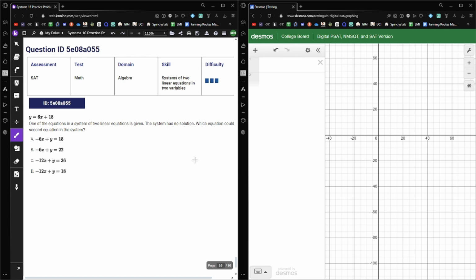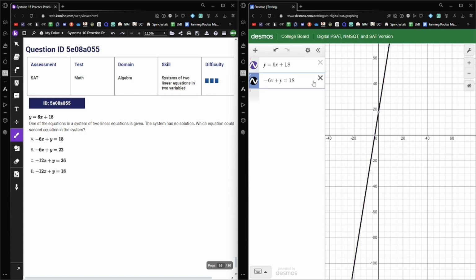Question number 16, the very last one. One of the equations in a system of two linear equations is given. The system has no solution. Which equation could be the second equation in the system? All right, let's just start typing it in. y equals 6x plus 18. And let's try out A. -6x plus y equals 18.